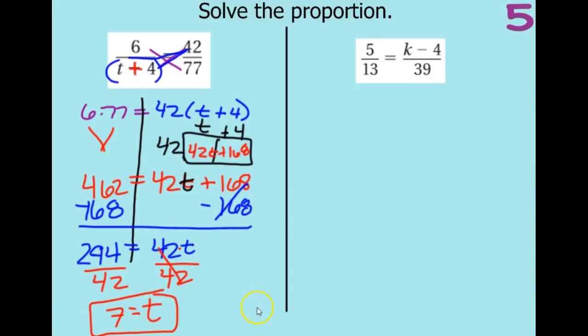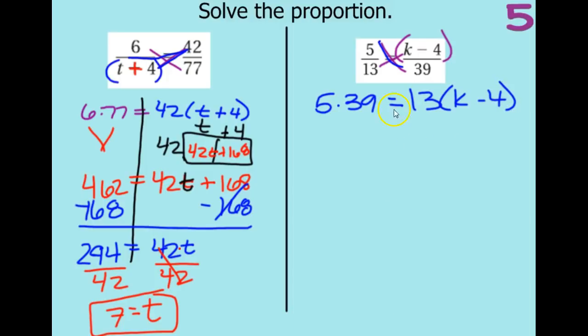Now, if that was a little bit confusing, this initial part, we're going to do another one just like it. We are cross-multiplying still. However, if we have addition or subtraction, we need to keep that together. You can't just make that one term. It's k minus 4, and it will always be k minus 4. So multiply 5 times 39 on one side. And then we have 13 times this whole piece, k minus 4. Well, now we can distribute this. I'm going to draw a box. On top I have k minus 4.